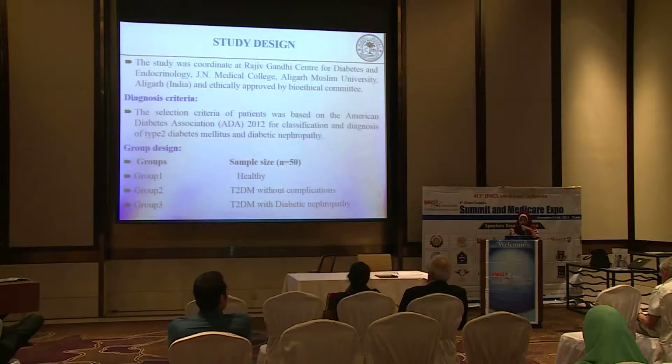In this study, we included 150 patients, and they are divided into 3 groups. Group 1 is healthy subjects, group 2 is type 2 diabetes without complication, and group 3 is type 2 diabetes with nephropathy. And in each group, we take 50 patients.